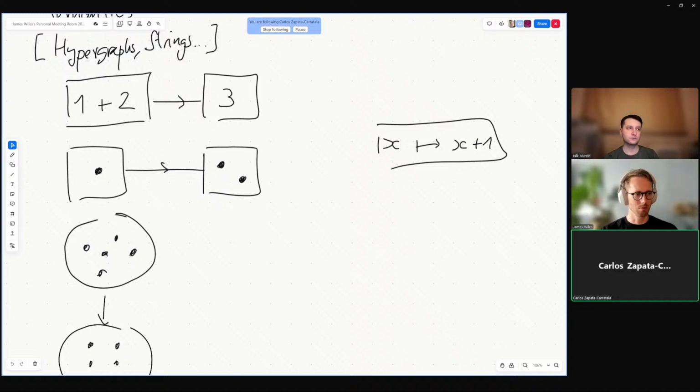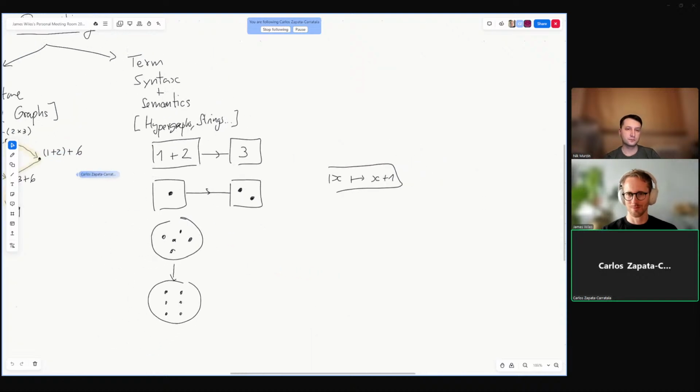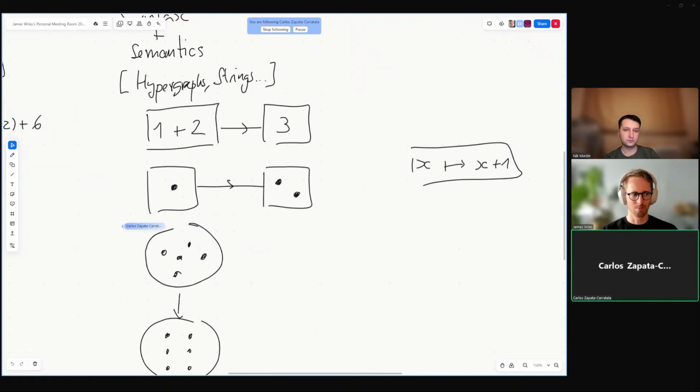Anyway, that's a little bit off the tangent. Let's go back to just rewriting itself, and let's introduce a few terms.